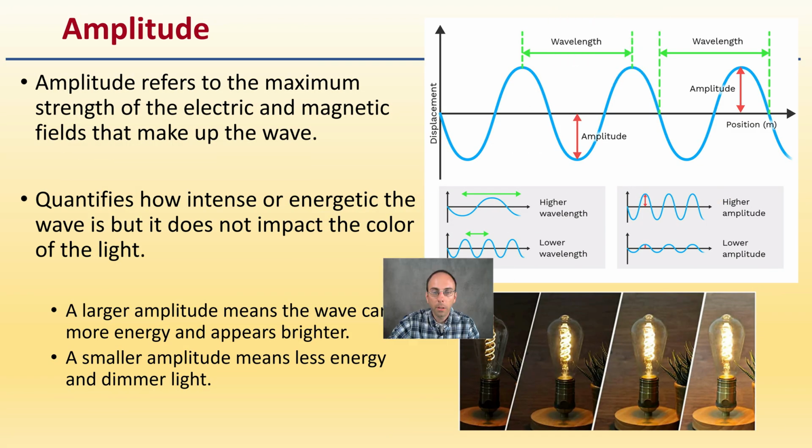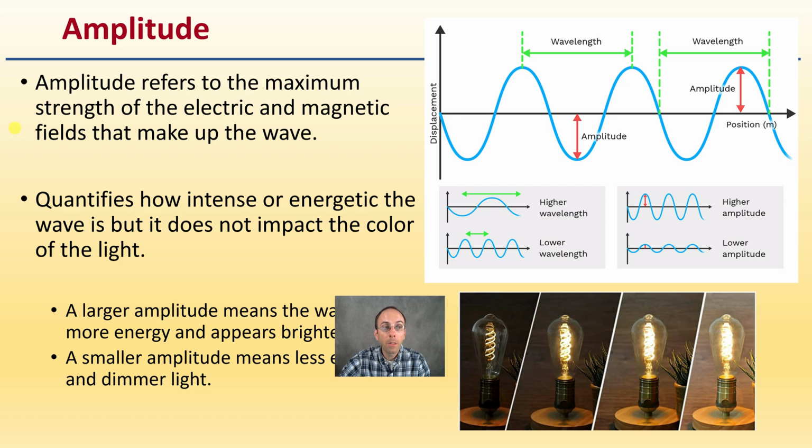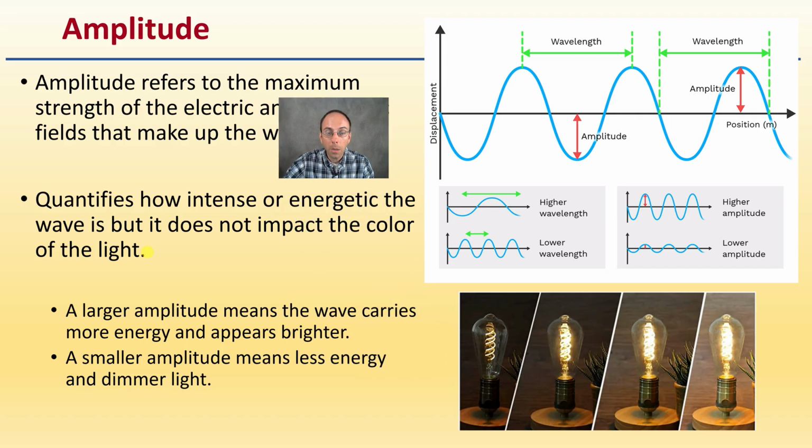Let's start with amplitude. Let's get into this one in a little bit more detail. It refers to the maximum strength of the electrical and magnetic fields that make up the wave. It quantifies how intense or energetic the wave is, but does not impact the color of the light. Key aspect there. Larger amplitude does mean that the wave carries more energy and will appear brighter. Here we can see the example of a dimmer switch increasing the amplitude. Smaller amplitude means less energy and essentially dimmer light. Again, we can see how it looks on the wave here. We can also see how we would visually interpret a larger or smaller amplitude. Think of a light being dimmed.